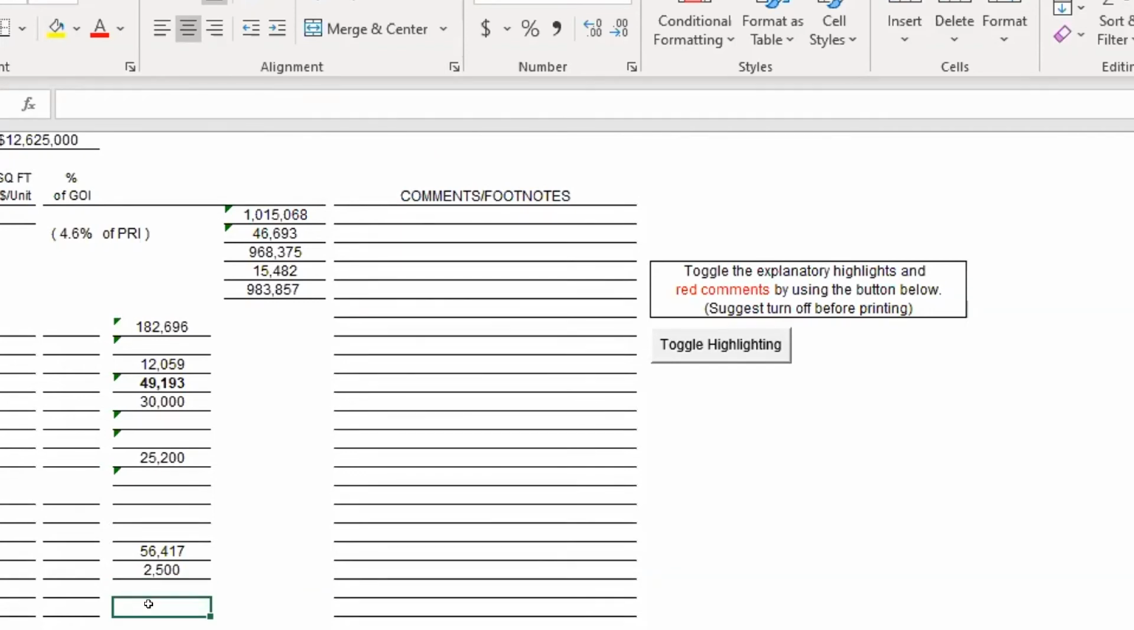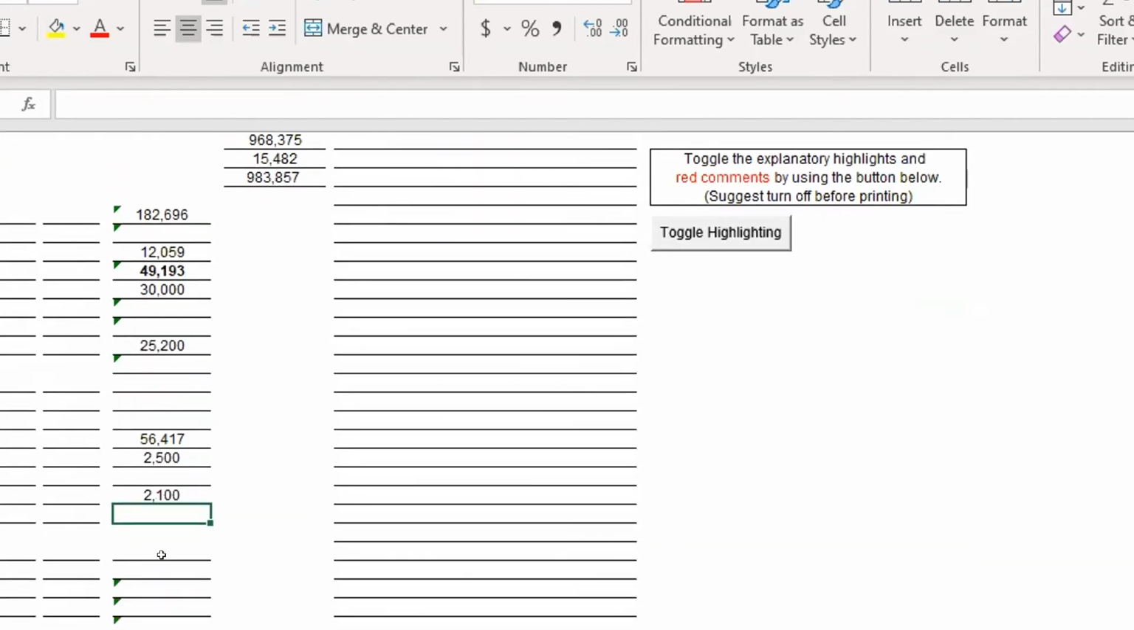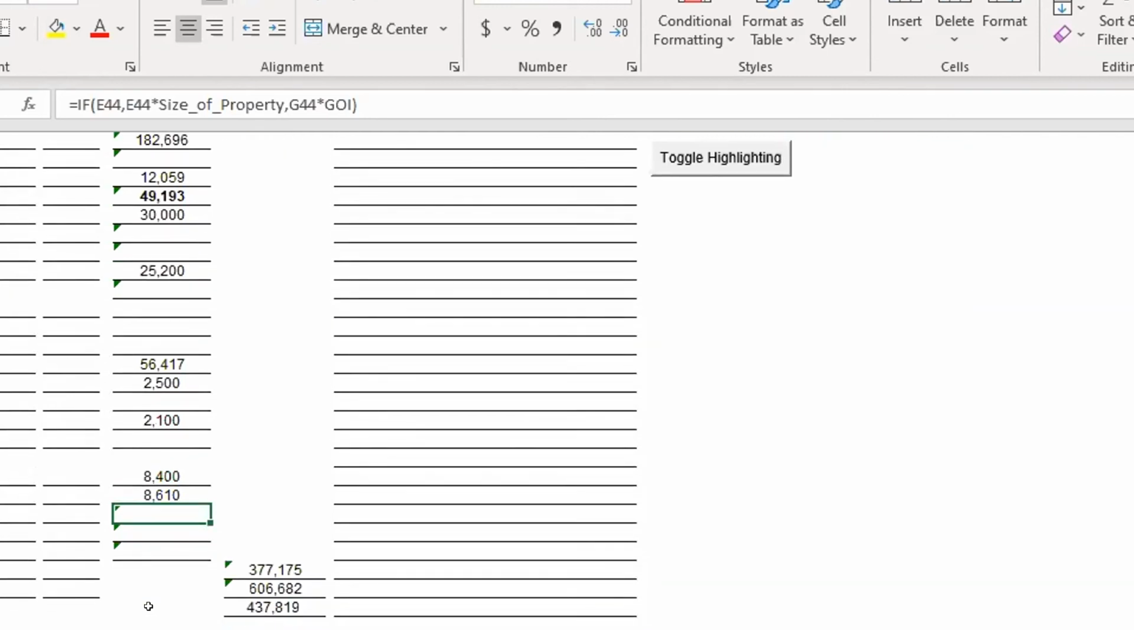Advertising. In their number, they have $2,100 for marketing and advertising. We're going to leave licensing and permits alone. And then they had a number for pest control and landscaping. They have a vendor number of $8,400. Okay. Then they have a general administrative cost of $8,610. Okay. Now, that totals the total expenses.